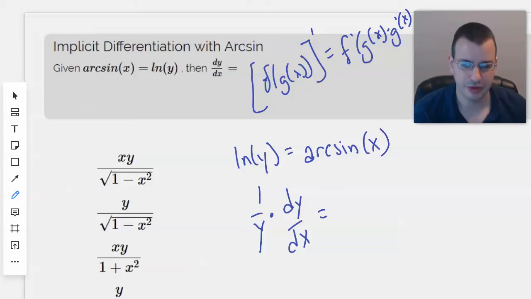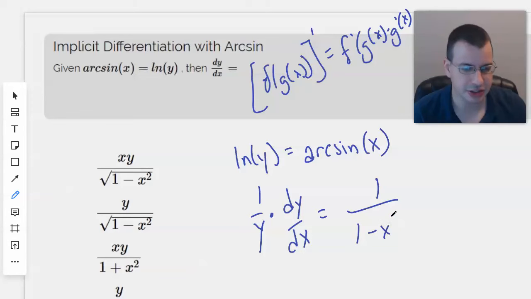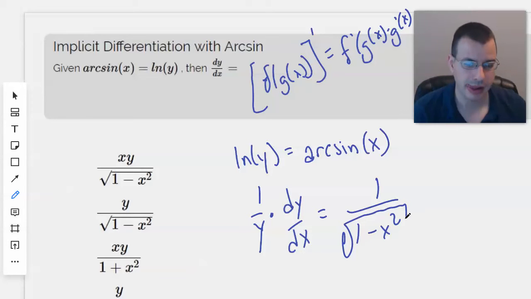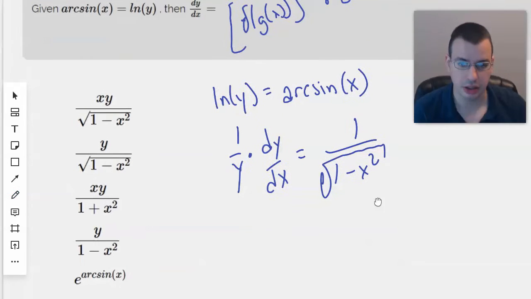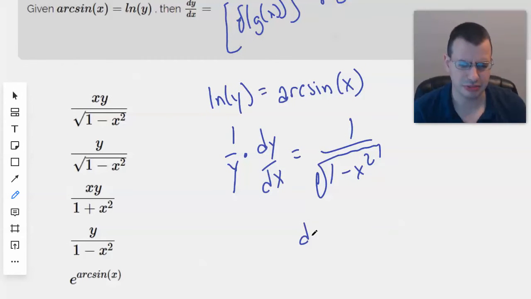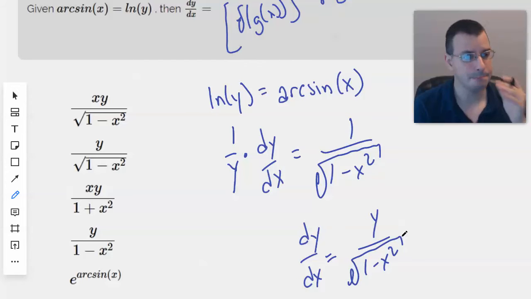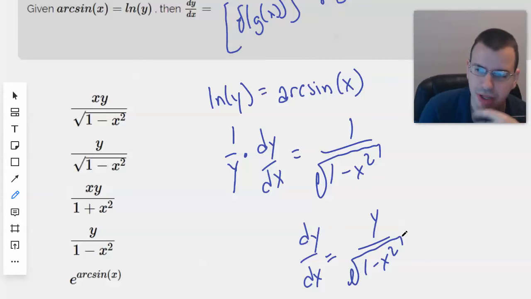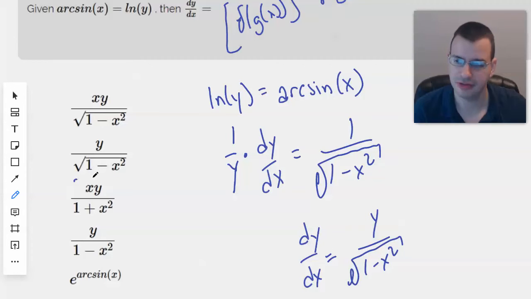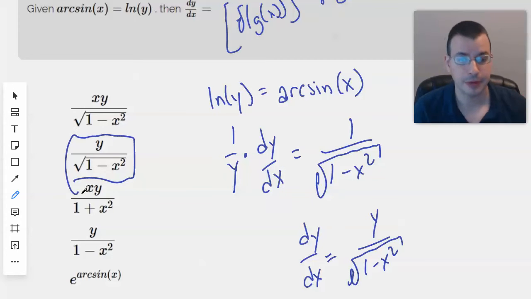Now, we need the derivative of arcsine, which is 1 over the square root of 1 minus x squared, times the derivative of x with respect to x, which is 1. So, is this actually easy? dy/dx equals y over the square root of 1 minus x squared. Okay. That wasn't too bad. It's even a possible answer.